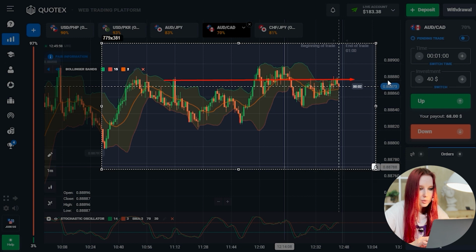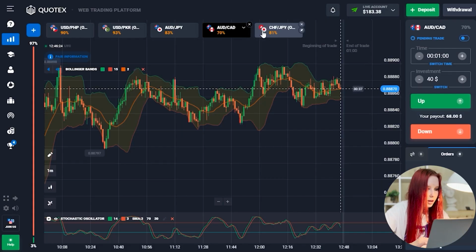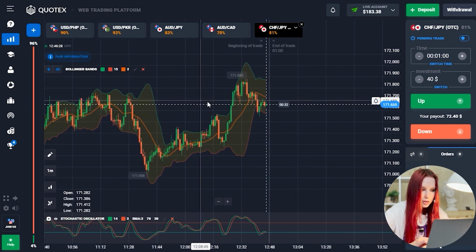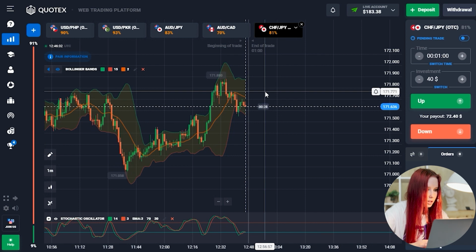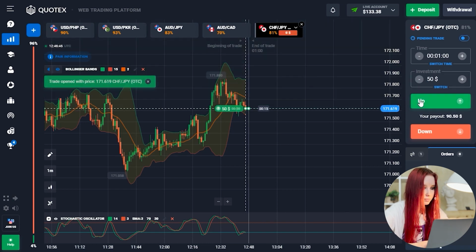Okay, just let me see what happens with the next currency pair. It would be the Swiss franc and the Japanese yen. Okay, what do we see here? There is an uptrend on this currency pair. According to the stochastic oscillator, we can see that the price is at the oversold level. So I changed the investment and open the trade up.